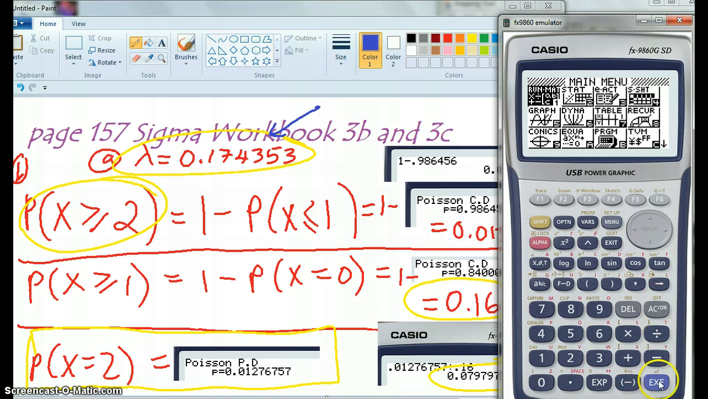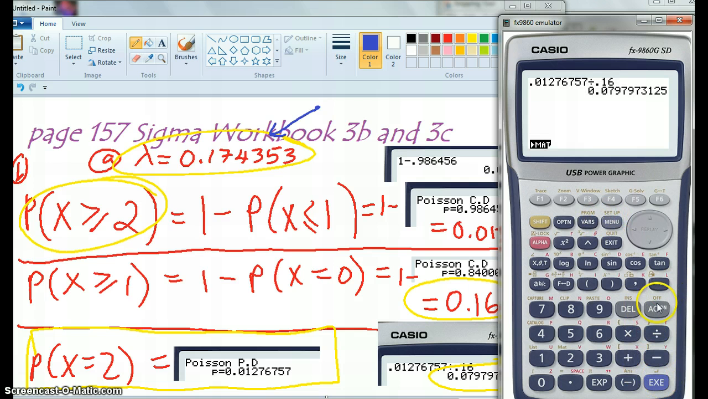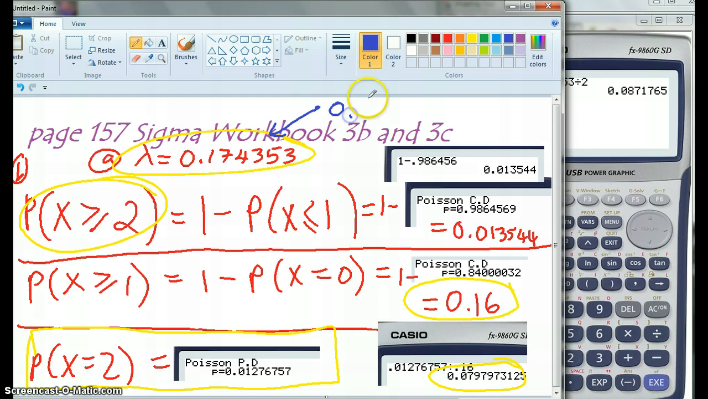So execute clear. 0.174353 divided by 2. That's our new lambda. Okay, so that's 0.0875 is my new lambda. Find the percentage of rolls that are now rejected.